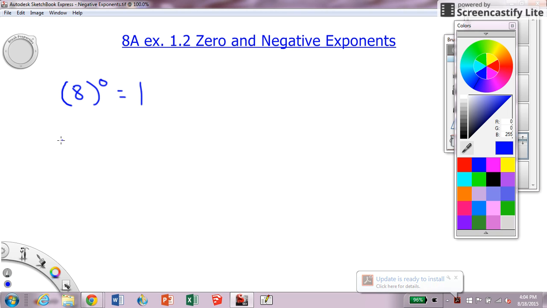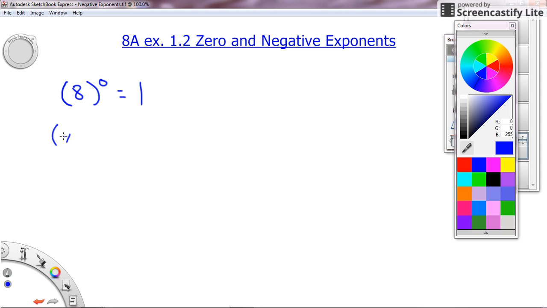In fact, a lot of questions will try and trick you by putting something really complicated on the inside and then taking that and raising it to the zeroth power. Well, it doesn't matter what's inside these parentheses. If you raise something to the zeroth power, your answer is always going to be 1. Okay, so we're not going to spend too much time talking about that. We're going to move on to the more complicated thing, which is negative exponents.